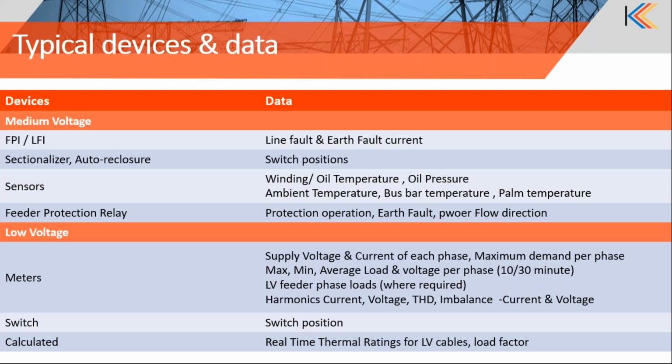On the low voltage side, data needs to be taken from meters, especially power quality meters, to monitor the supply voltage and current of each phase, maximum demand, load, LV feeder phase loads, harmonic currents, voltages, total harmonic distortions, imbalances, etc., if any. And there could be switch positions on the LV side as well, which need to be monitored, and also use this information for calculations. For example, if switch position is not available, you may need some calculated logic to identify the switch position as well.